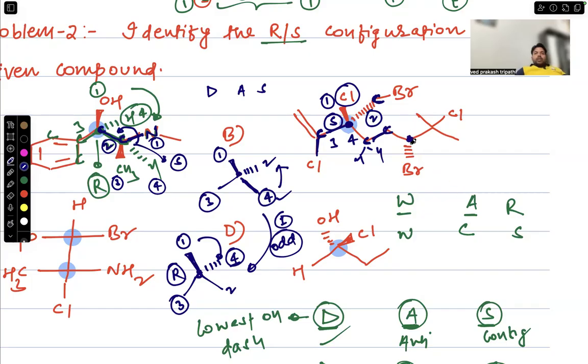Okay, what about this one? Here bromine is on the dash, hydrogen on the wedge. What about this one? Tell me, R or S? Take your time and let me know.